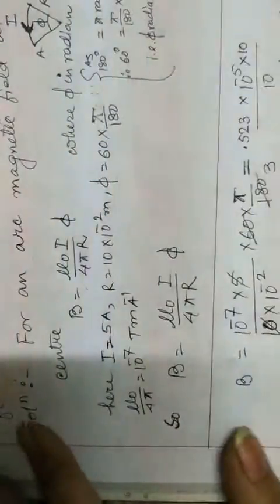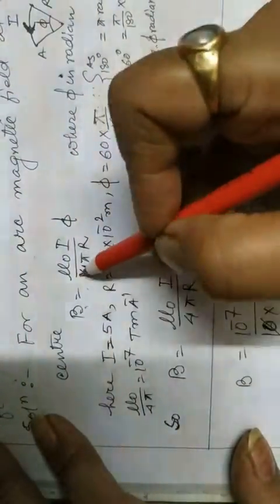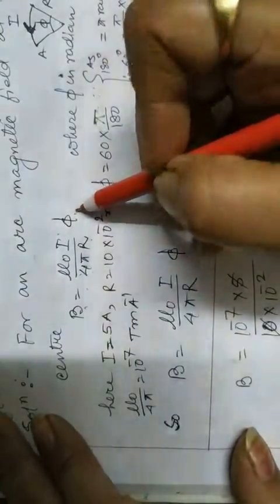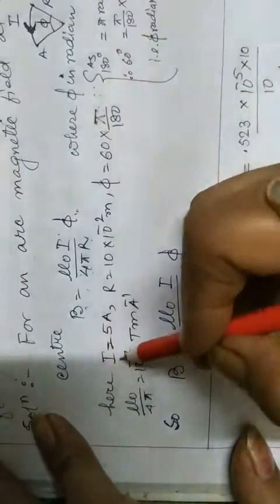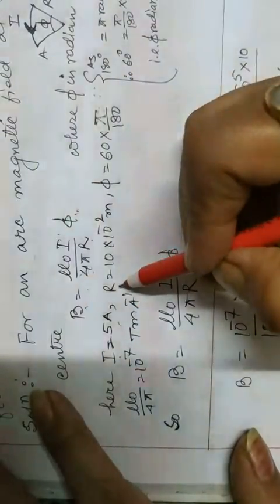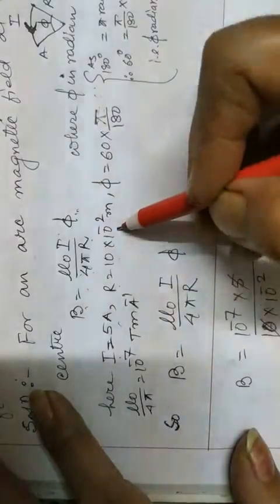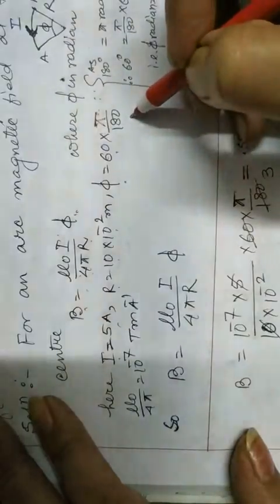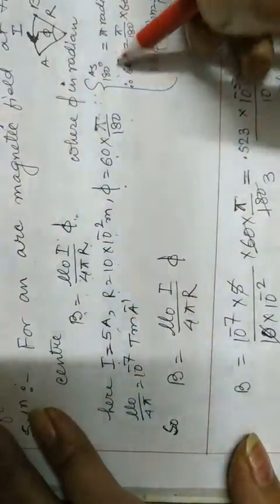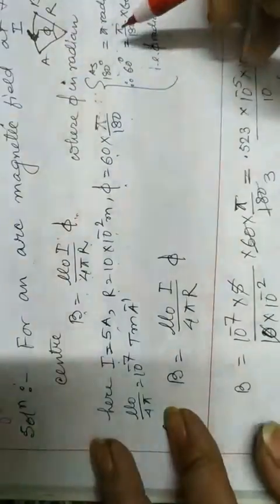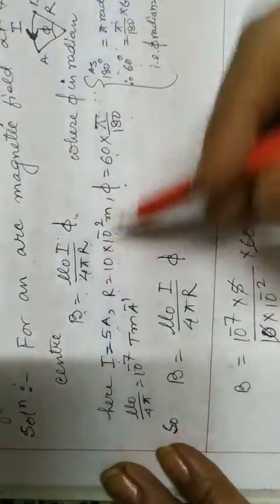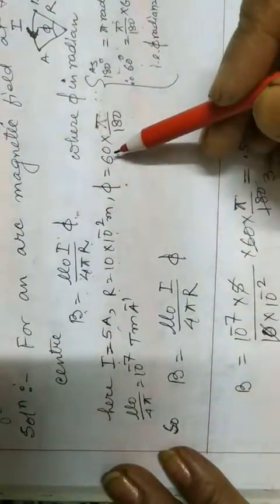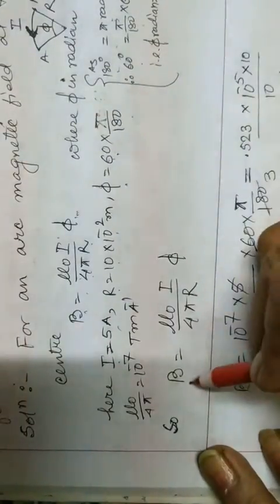For this we will use the formula B is equal to mu 0 I by 4 pi r phi, where phi is in radian. Here the angle has been given in degree. So I is equal to 5 ampere, r is equal to radius of curvature 10 into 10 to the minus 2 meter, phi will be 60 into pi by 180. As we know, 180 degree is equal to pi radian, so 60 degree is equal to 60 into pi by 180.